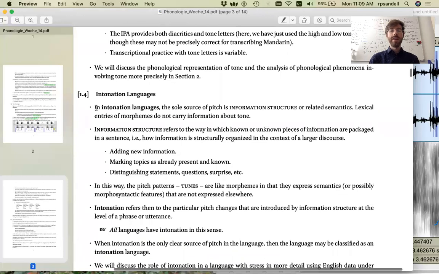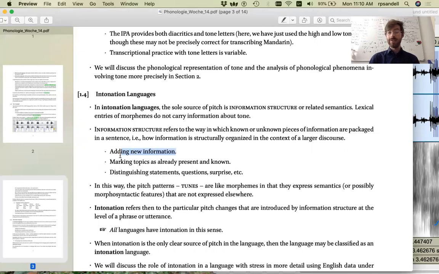Now, in intonation languages, the sole source of phonological pitch is information structure or some kind of related semantics. In intonation languages, the lexical entries of morphemes do not carry information about tone. When I say information structure here, what I mean is that this refers to how either known or unknown pieces of information are packaged in a sentence. That is how information is structurally organized within the context of the larger discourse.